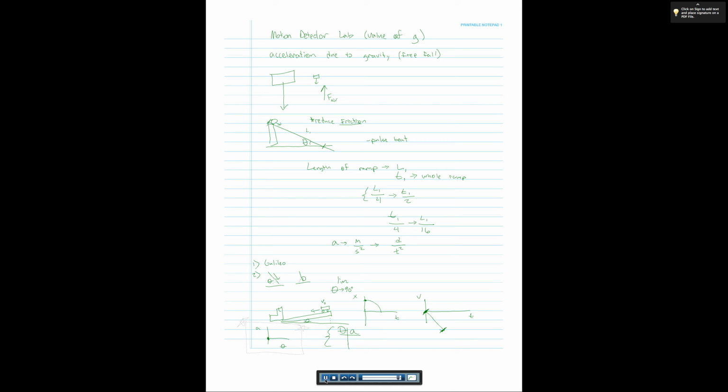As you increase theta, think about what your graph is going to look like. This graph should give you the value of A, the limit as theta approaches 90. That's going to give you the value for G. Okay? So you want this graph, and then try and find a graph that will give you a linear relationship.